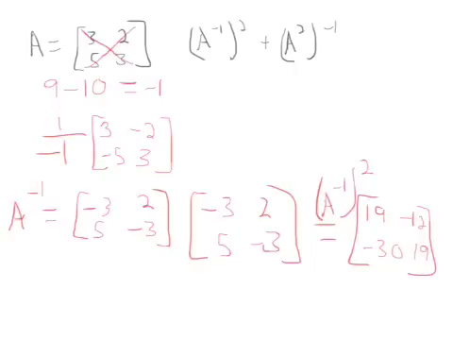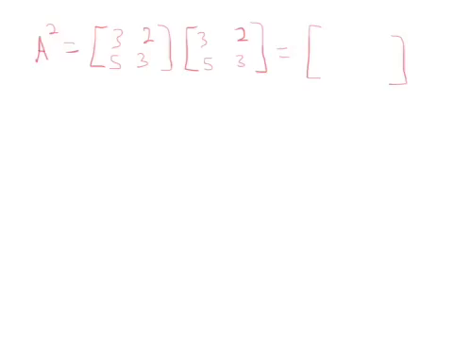I'm going to start a new page over here. On this page I'm going to start with finding A squared. A squared is just taking the matrix and multiplying it by itself. I'm not going to go through the process again, I'm just going to show you what the numbers should be, since the process is the same as the matrix multiplication I used earlier. When I multiply, I get a 19, a 12, a 30, and then a 19.